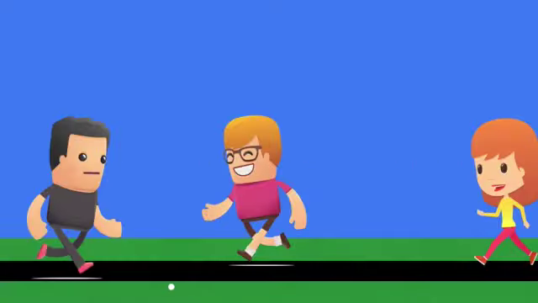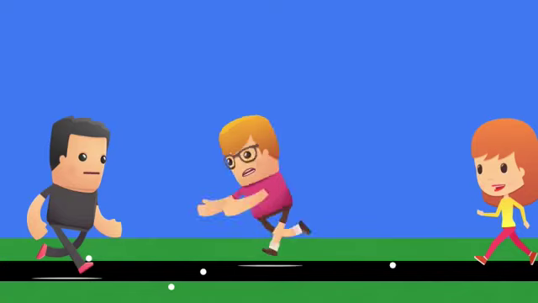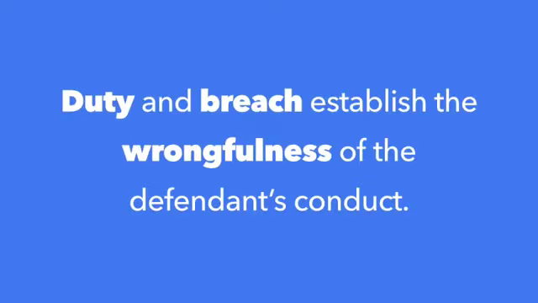For example, if I operate a driving range that's located next to a jogging path, I might be negligent for failing to erect a sufficiently high fence or net to keep golf balls from hitting joggers. I owe a duty to operate my driving range with due care, and I owe that duty to anyone who might foreseeably be harmed if I am not careful. My failure to erect a barrier between the driving range and the jogging path probably amounts to a breach of my duty. Together, duty and breach establish the wrongfulness of the defendant's conduct, taking the place of intent in establishing fault.